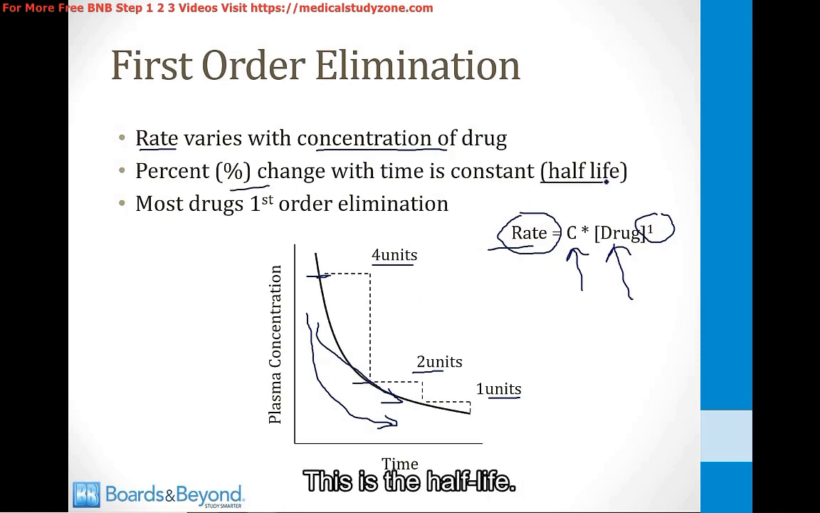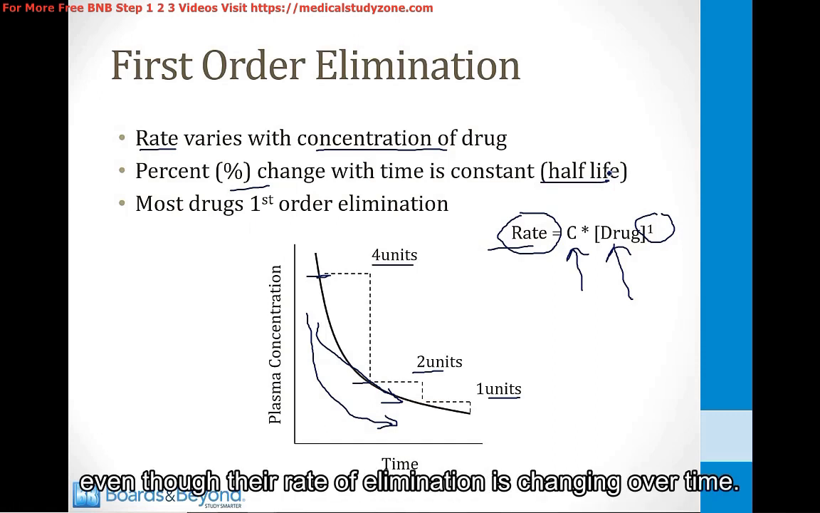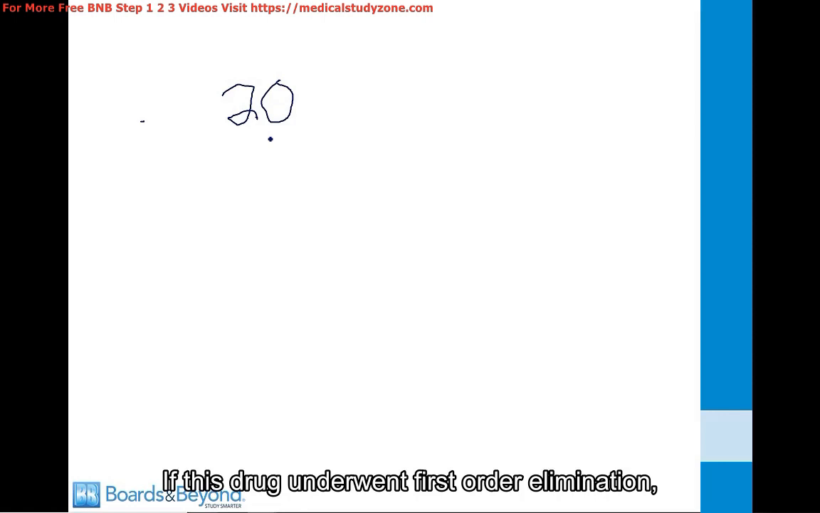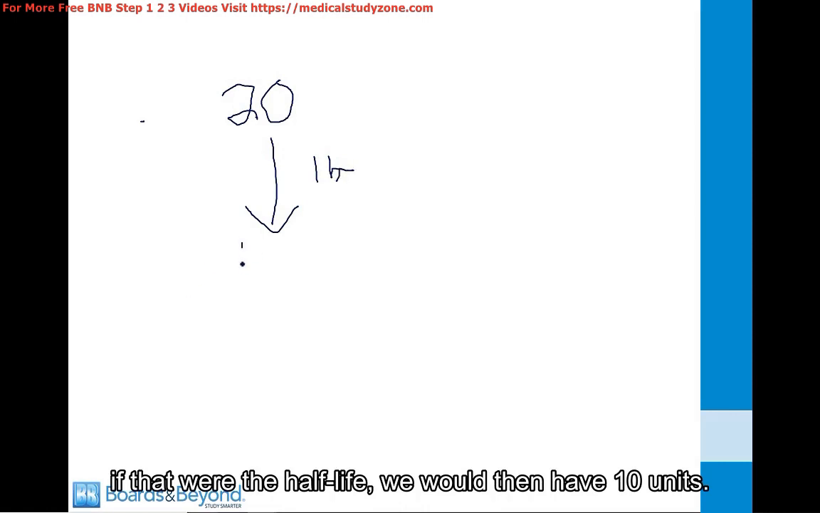This is the half-life. So the half-life of these drugs is constant even though their rate of elimination is changing over time. Let's go back to our example of a drug with a concentration of 20 milligrams per liter in the plasma. If this drug underwent first-order elimination, then after, for example, 1 hour, if that were the half-life, we would then have 10 units.